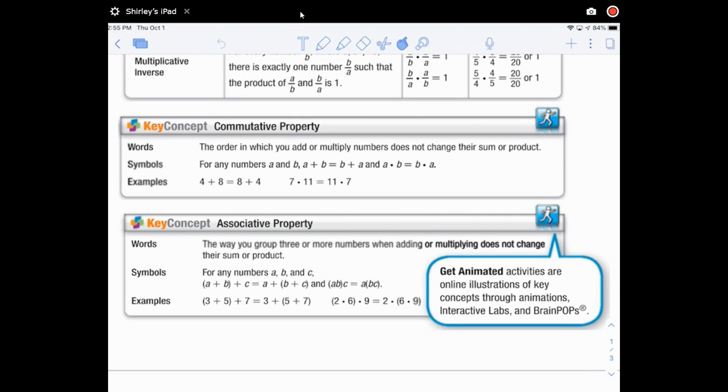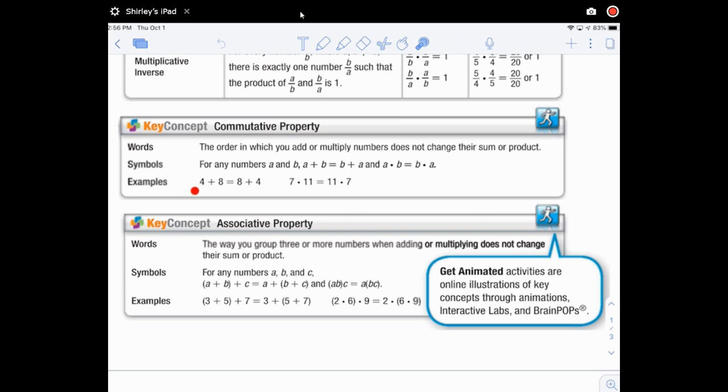Our final properties that we are going to talk about, I have the commutative property. The commutative property tells me that if I'm adding or multiplying, it does not matter the order in which I write it. Okay, so if I look at my examples, doing 4 plus 8 gives me 12, or 8 plus 4 still gets me 12.